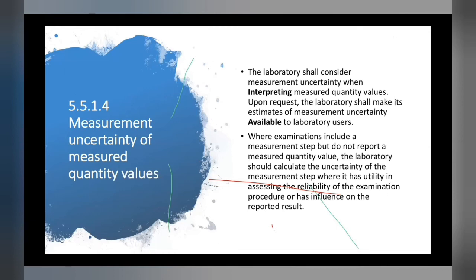But suppose absorbance is 0.9 in a particular patient, cutoff value 1, and your measurement uncertainty is 0.2. If you add this measurement uncertainty, whatever you are reporting as negative, it may be positive also. Similarly, a positive result may be negative. So you have to report with caution.